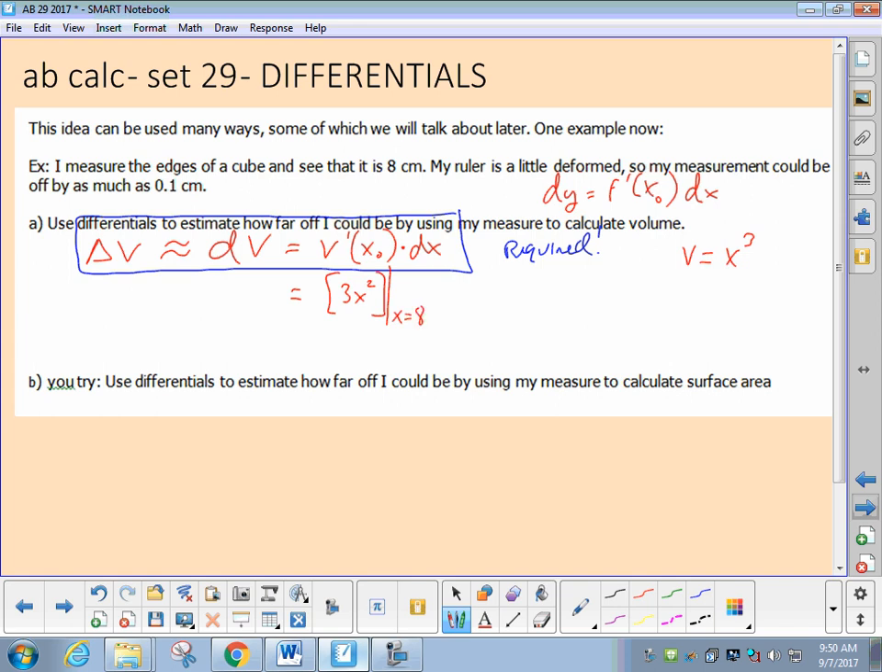8. Okay, my starting point is I'm figuring out how much it can change from 8 to some other point. The dx: what's the dx, or how much could my edge be off by? How much could my edge change by? 0.1. Do I know if I'm off 0.1 above or below? I don't know. So that means it can be plus 0.1 or minus 0.1. It's actually plus or minus 0.1.